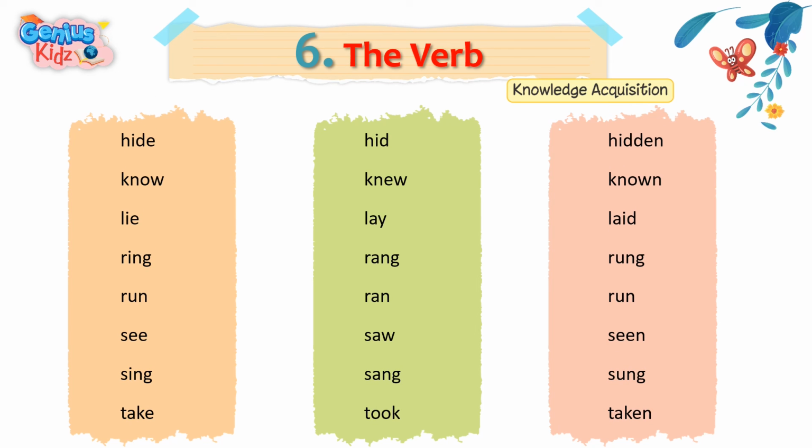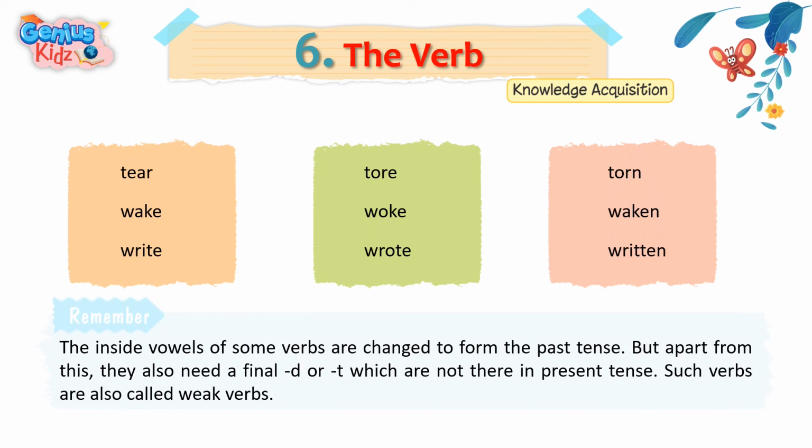Hide, hid, hidden. Know, knew, known. Lie, lay, lain. Ring, rang, rung. Run, ran, run. See, saw, seen. Sing, sang, sung. Take, took, taken. Tear, tore, torn. Wake, woke, woken. Write, wrote, written. Remember, the inside vowels of some verbs are changed to form the past tense.